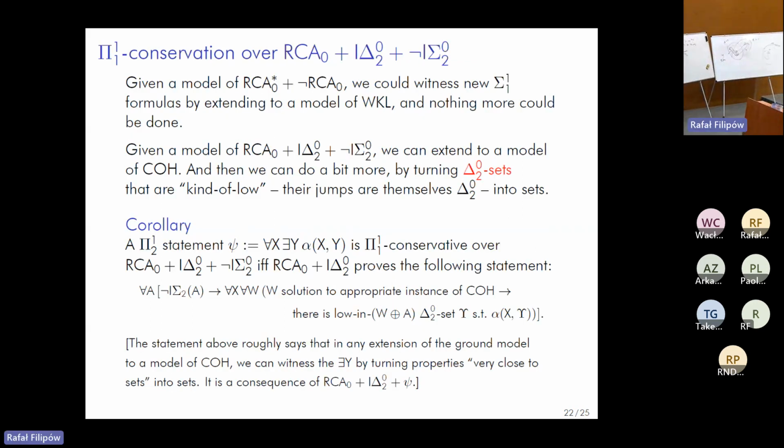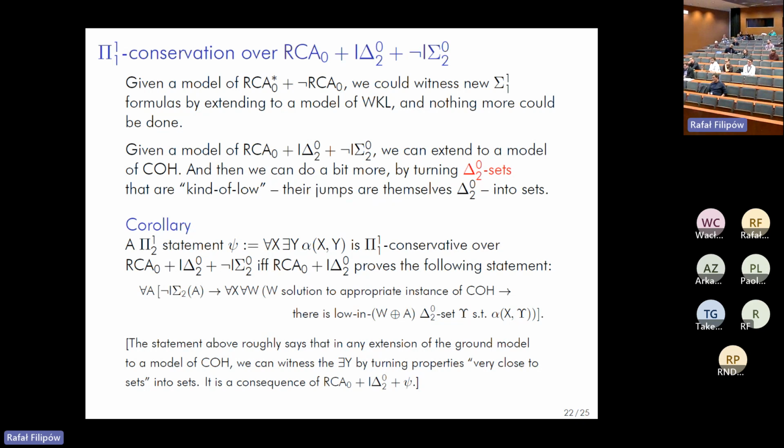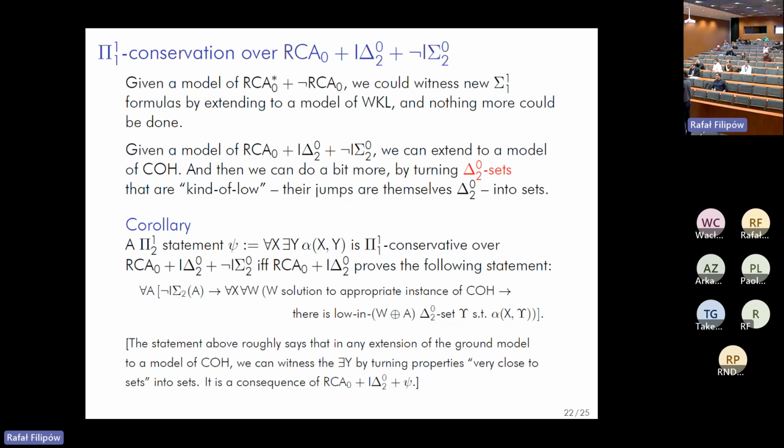So yeah, this slide is sort of technical, and I don't think, well, I can give it a try. So when we were in the setup that I was discussing previously, we had delta 1 comprehension, delta 1 induction, but not sigma 1 induction. And you wanted to satisfy new existential facts about sets, new sigma 1 sets. The only thing you could do is just to add new sets to get weak König's lemma, and that's it. That's sigma 1 closed.